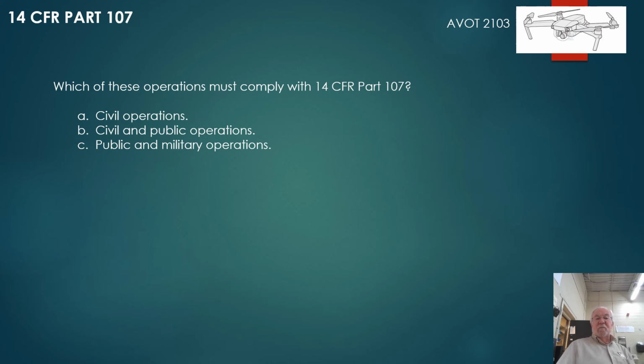Which of these operations must comply with 14 CFR Part 107? This is that little trick question that people get confused about. I'm going to talk about process of elimination again. C is obviously wrong. Military operations, we know that they don't have to pass the test and all that. Civil and public, we know that if we can't remember which is which, saying both of them can't be right either. It's got to be A. By process of elimination, it's got to be civil, and that is in fact the answer.